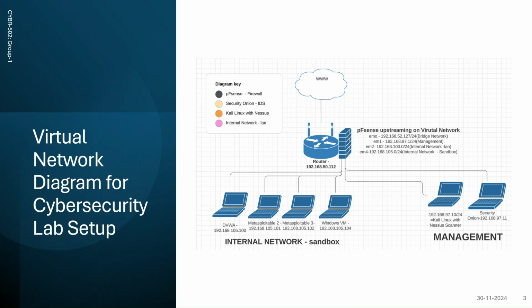This slide illustrates our cybersecurity lab setup. As shown, the network is segmented into distinct environments like router and pfSense, where pfSense is upstream of the virtual network, management, and sandbox. The setup allows controlled vulnerability assessment while isolating critical systems. The Kali Linux machine hosting the Nessus scanner was positioned in the management segment to effectively scan systems in the sandbox. With the network security structure in place, we move to the next phase, scanning the sandbox network to identify all active hosts and their vulnerabilities.